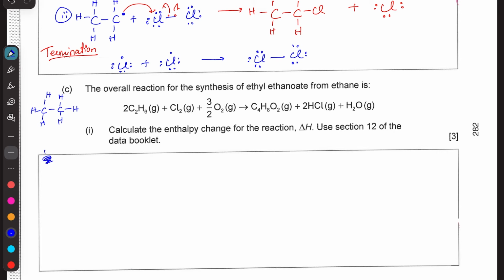So if I just make a list of the bonds broken, I will have two CC bonds. One CC bond is present in C2H6, right? In two molecules of ethane, you'll have two CC bonds. Then in one C2H6 molecule, you have six CH bonds, so you'll have 12 CH bonds. Then you'll have Cl2, so one ClCl bond. You'll have 3 by 2 O2, so 3 by 2 O double bond O bonds. You have these four different bonds. So, summation of bonds broken.